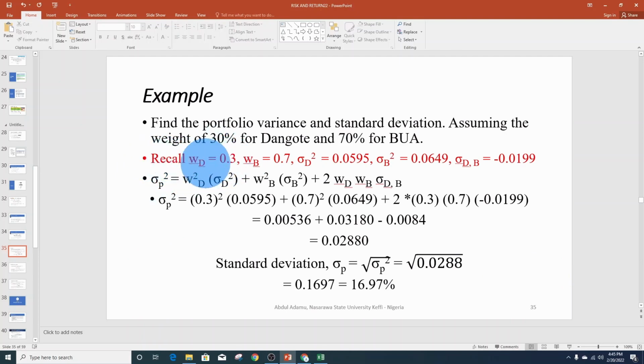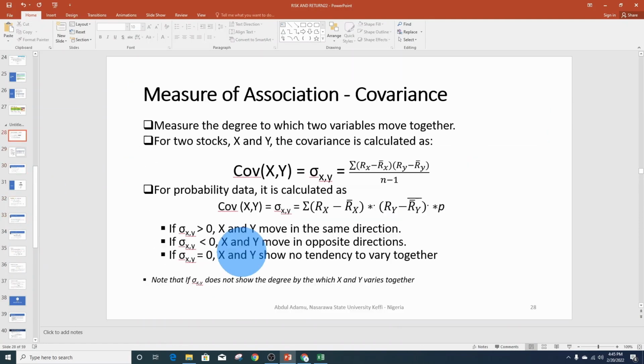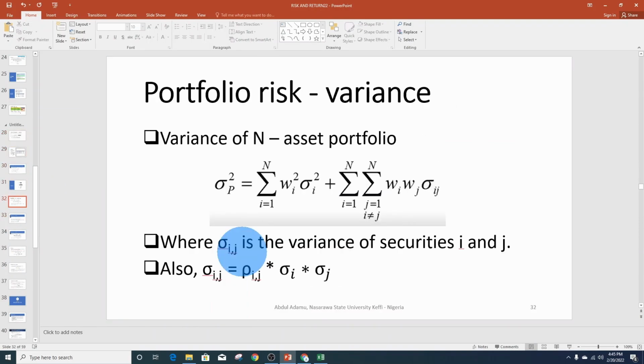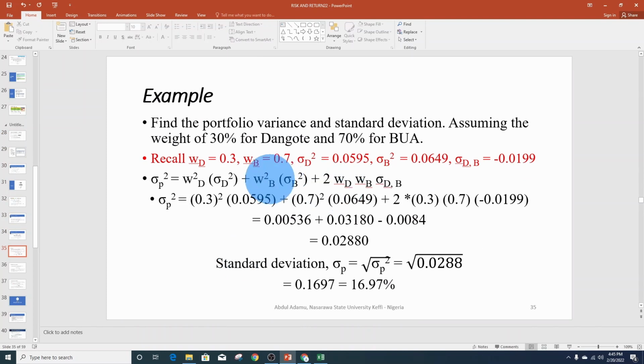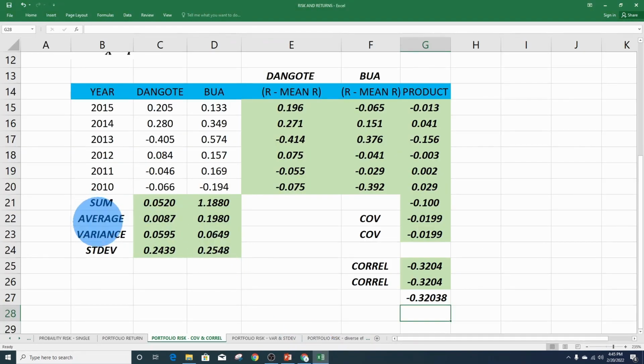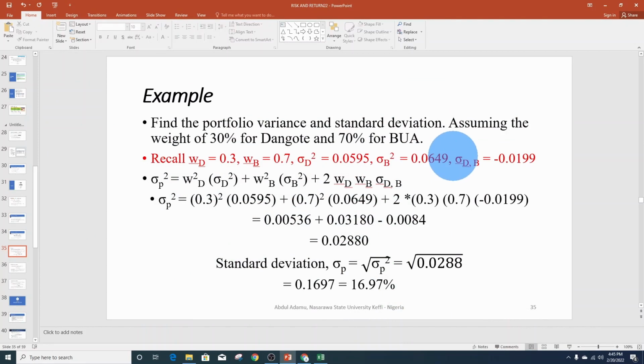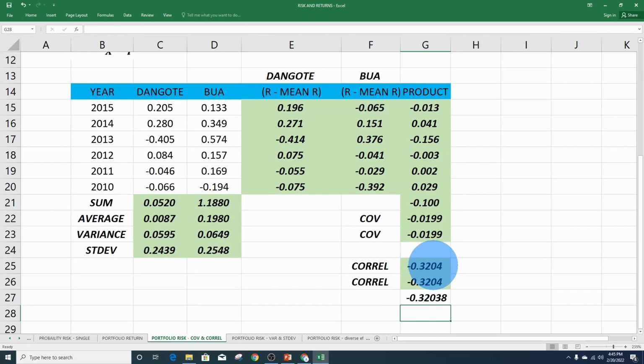Now, you can recall that the weight, we say 30% is 0.3. Weight of Bua is 0.7. The variance, we have computed the variance before. Let me go to the Excel and show us. This is the variance and this is the variance for Bua. Now if those are the values which we have computed, then we have done the covariance also before. Look at the value of the covariance here. This is the value of the covariance.